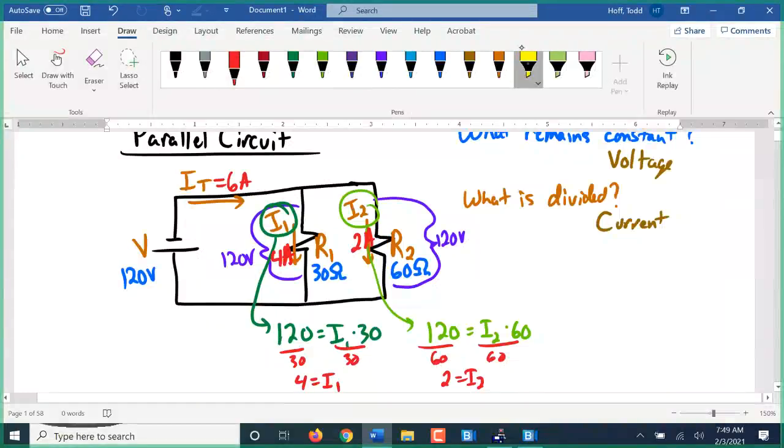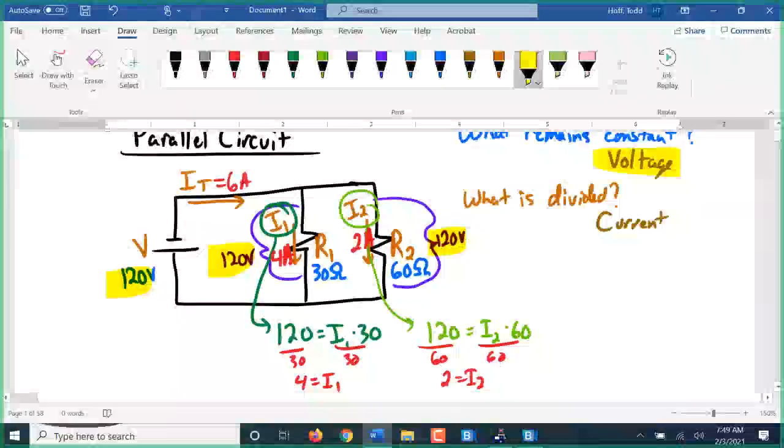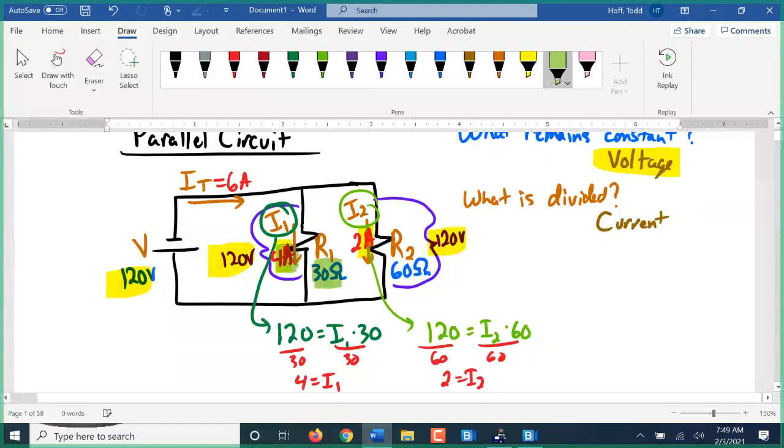What you see is the voltage stayed constant. The voltage stayed the same, 120 volts produced and 120 volts across each piece. Current was divided. And you notice it's inverse here. Smaller resistor got larger current. Bigger resistor got smaller current. Think of it as like water flowing down a hill. It's going to take the easiest path. So the path with least resistance is going to get more water flowing down it than a harder path.